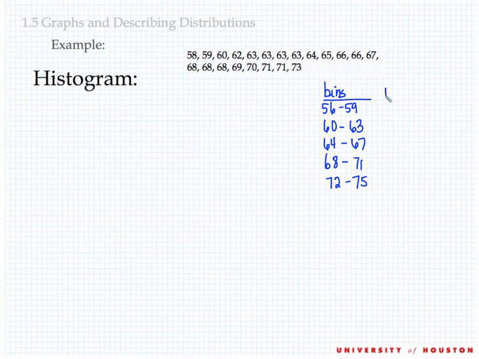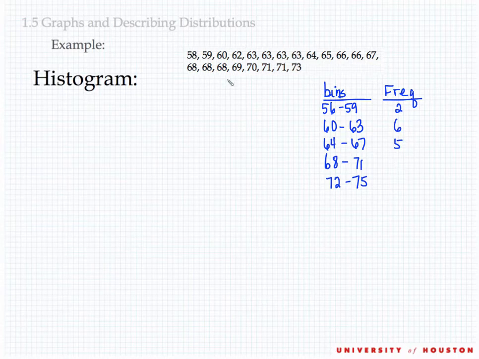Now I'm going to go through my list and look at the frequency of numbers within each bin. I have 2 in this bin, 1, 2, 3, 4, 5, 6 in the next bin, 1, 2, 3, 4, 5 in the next.